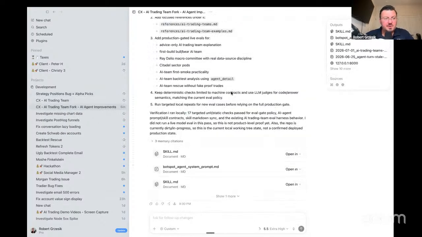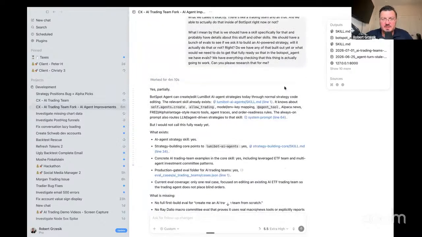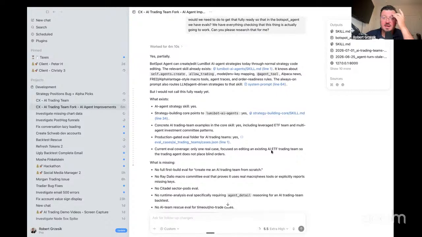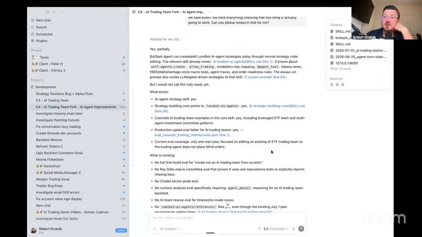Okay, so let's see where we're at with these AI agent improvements. BotSpot agent can create and edit LumiBot AI agent strategies today through the normal strategy code editing. The relevant skill already exists. Oh, amazing. LumiBot AI agents. It knows about agents create, allow trading. Wow, we already have a lot of this stuff.